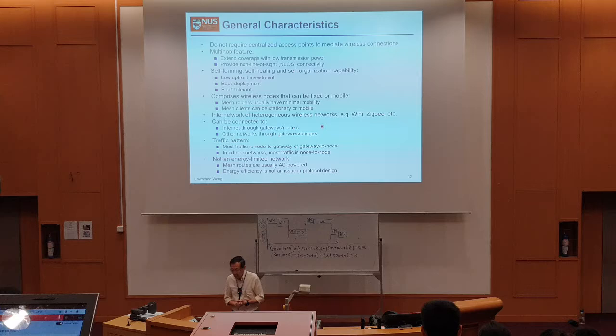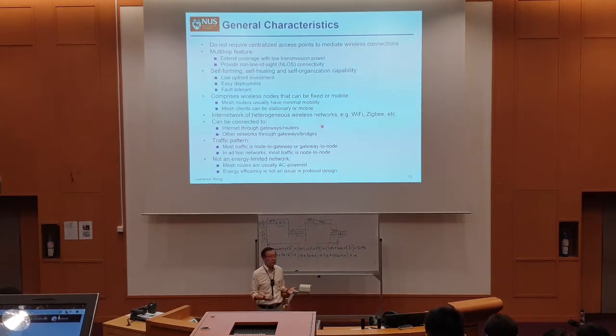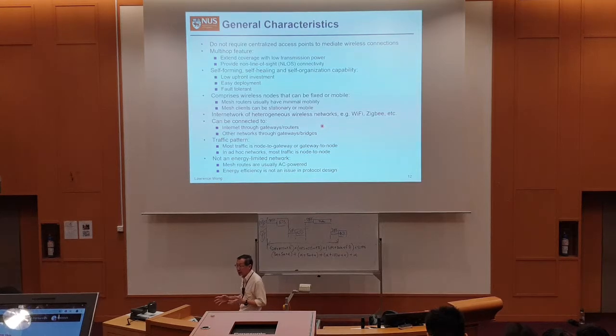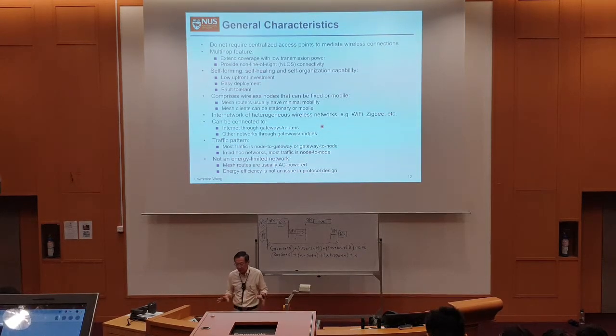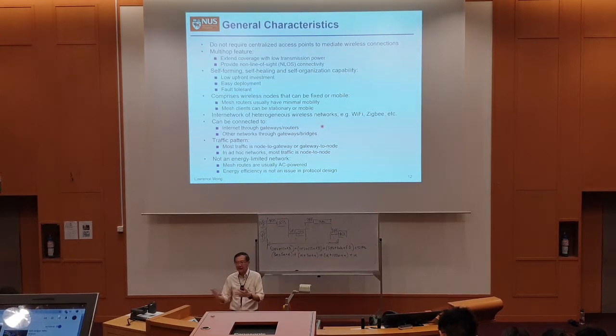All right, these are the general characteristics. I won't read this in detail. Number one is, in general, it does not require centralized control, and that's its strength. Cellular will require centralized control. Mobile radio, it's not required. Number two is it has the multi-hop feature, so it is like a cousin to ad hoc network.